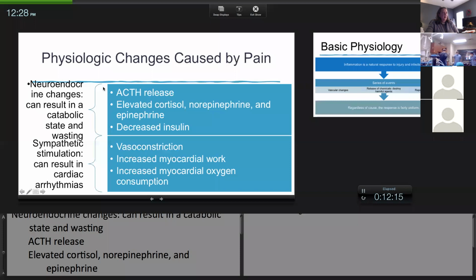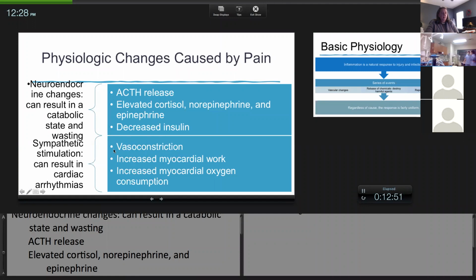So first of all, an increase in ACTH release. ACTH, adrenocorticotropic hormone, stimulates the adrenal cortex, and then we release cortisol in times of stress. So we get elevated cortisol, norepinephrine, and epinephrine. Those are all things that are released in our fight or flight. Increased heart rate, increased blood pressure. Anytime you increase the heart rate, you increase myocardial work, which increases myocardial oxygen consumption. It also affects insulin, it can decrease it, because we're mobilizing glucose in times of stress.